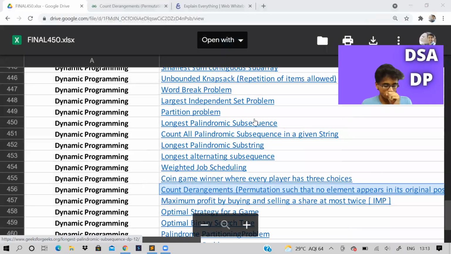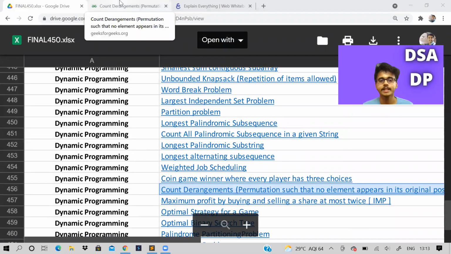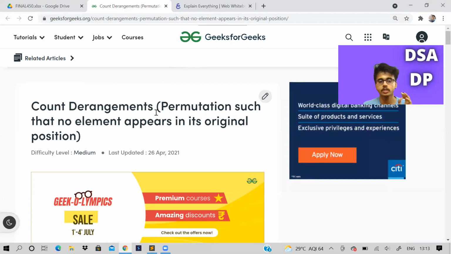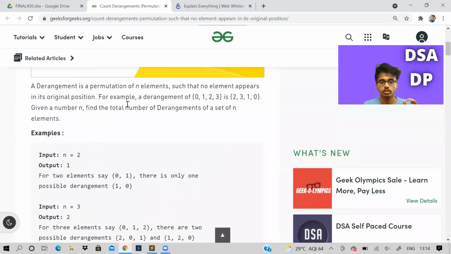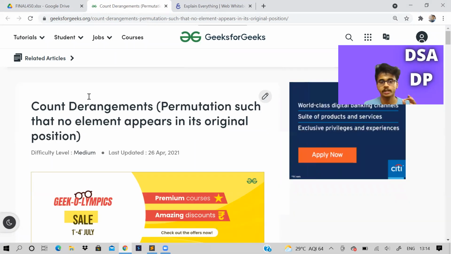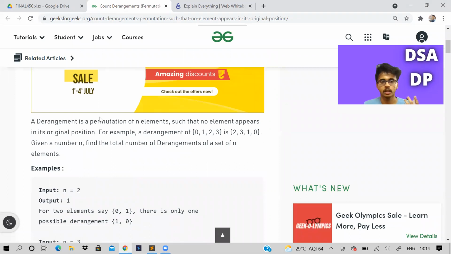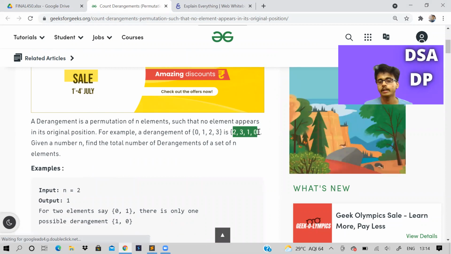So let us see today's problem. Today's problem is called count derangements, permutations such that no element appears in its original position. They have already given what is the meaning of derangement here, and it is a permutation of n elements such that no element appears in its original position. For example, if these are the n elements 0, 1, 2, 3, then this is one example of a derangement.